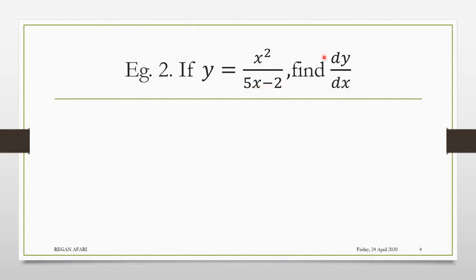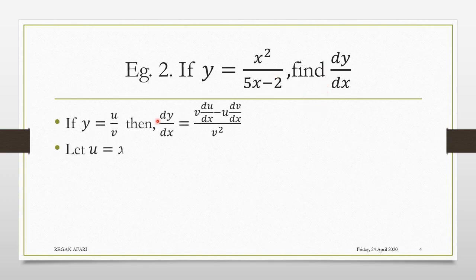Another example: we have y is equal to x squared all over 5x minus 2. Our job is to find dy/dx. So the first step is to define them. Let u and v be equal to these functions. So let u be equal to the first one, and let v be equal to the second one. Then our formula says we should look for du/dx and dv/dx. So we have to differentiate u and v respectively.